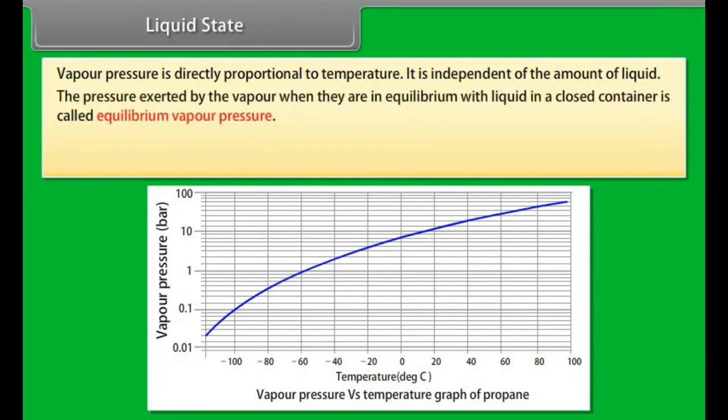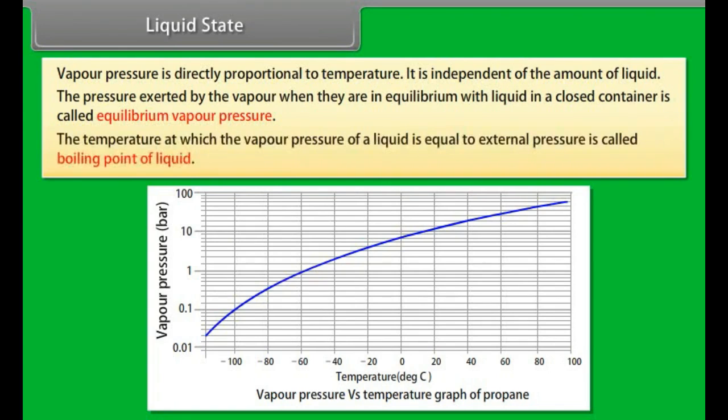The pressure exerted by the vapor when they are in equilibrium with liquid in a closed container is called equilibrium vapor pressure. The temperature at which the vapor pressure of a liquid is equal to external pressure is called boiling point of liquid.